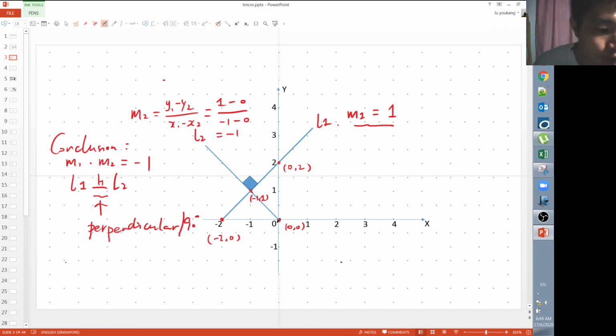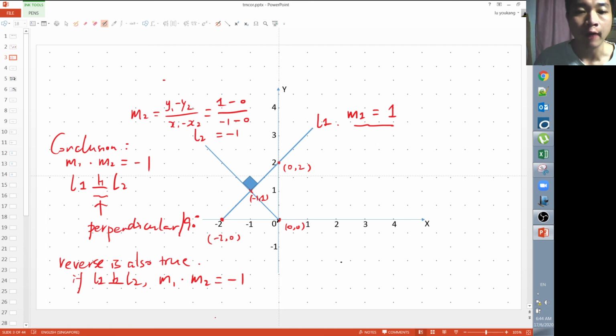That means the reverse is also true. What do I mean by that? I mean if L1 is perpendicular to your L2, then your m1, gradient 1, times your gradient 2 is equal to -1. So this is the second example of the relationship between the gradients of two lines: they are perpendicular to each other, and the multiplication of the gradients is -1.